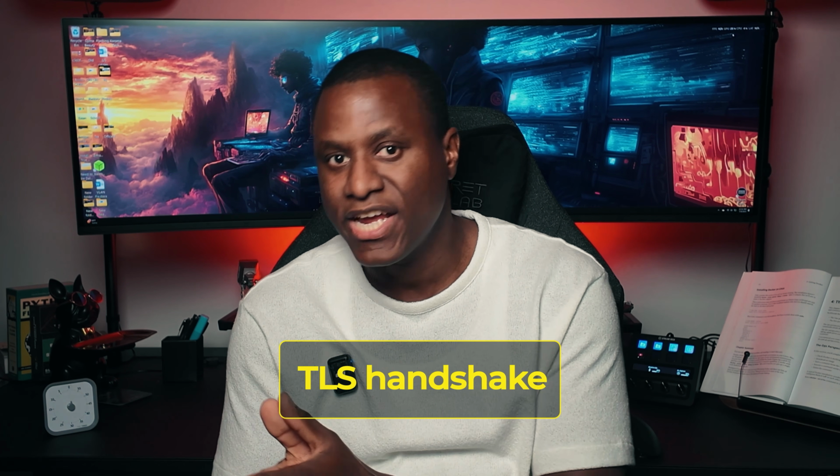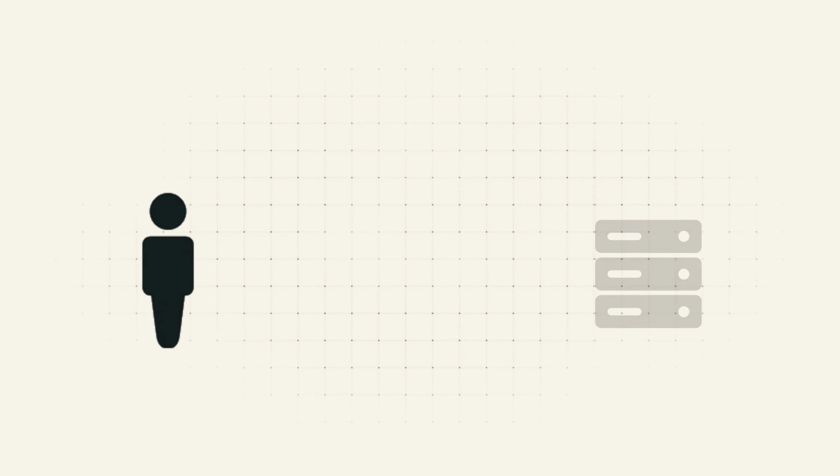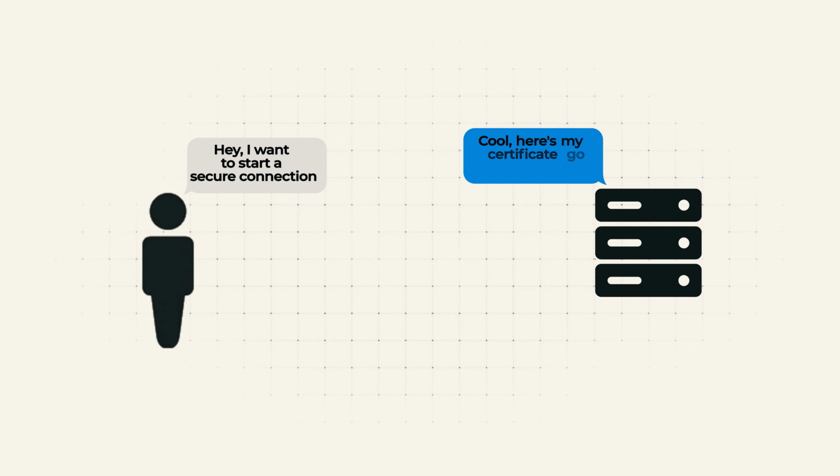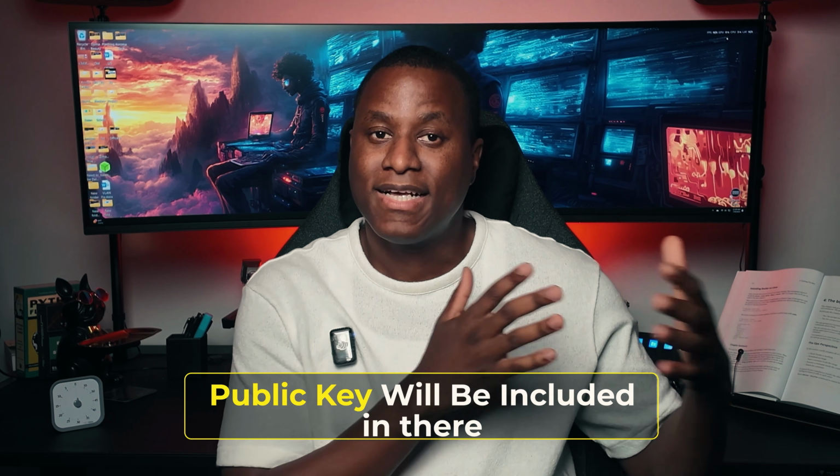This is all part of what is called the TLS handshake, which works like this. First, the client, let's say a browser, says to the server, hey, I want to start a secure connection. Then the server will reply back saying, cool, here's my certificate, go verify it. In the certificate, the public key will be included. The client then checks its trust store to see if it trusts the CA that signed the server's certificate.